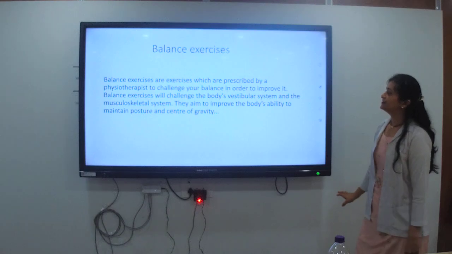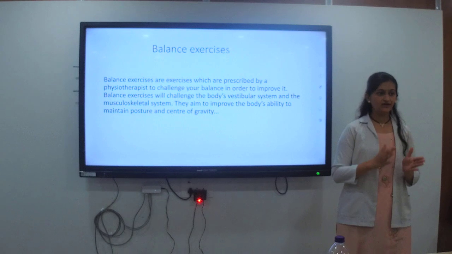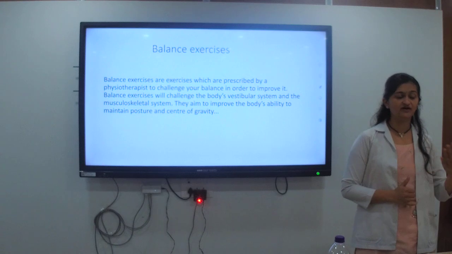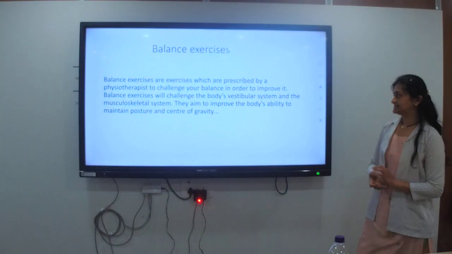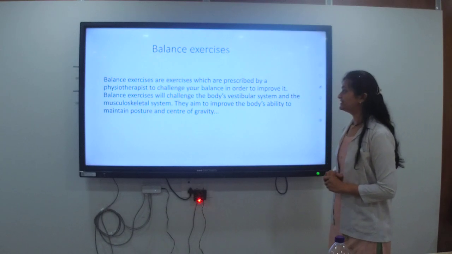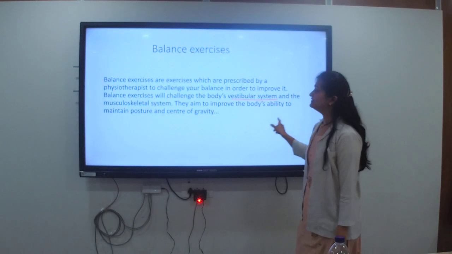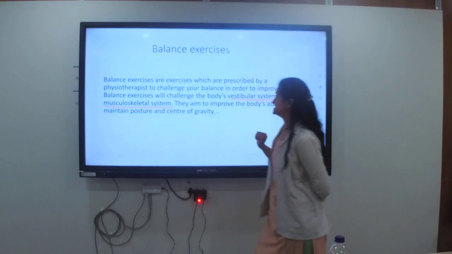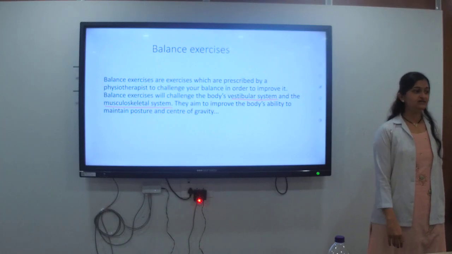Okay, so now we'll go for the last part, that is the balance exercise. First you have to do all these tests and, according to the scores, decide which exercise is comfortable for the patient. These are the exercises prescribed by a physiotherapist to challenge your balance in order to improve it. It will challenge the body's vestibular system and the musculoskeletal system. So these 2 systems are involved in balance exercises. They aim to improve the body's ability to maintain the posture and center of gravity.